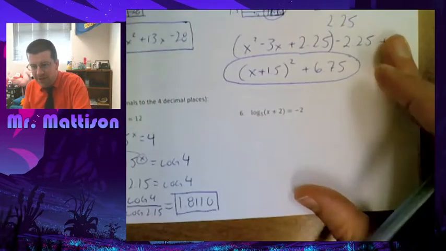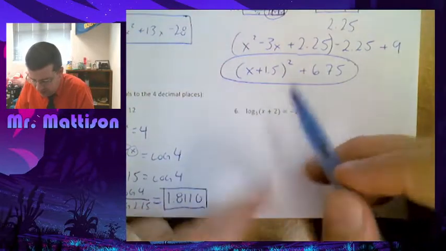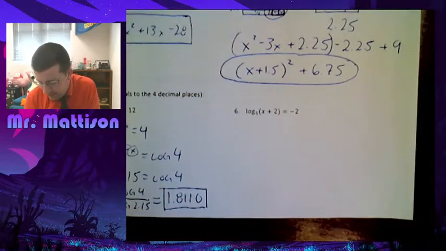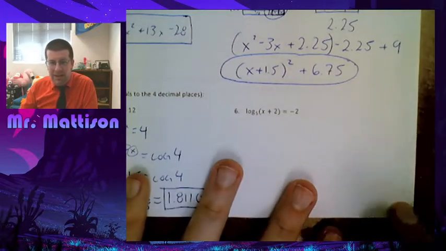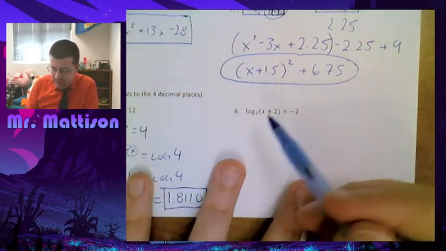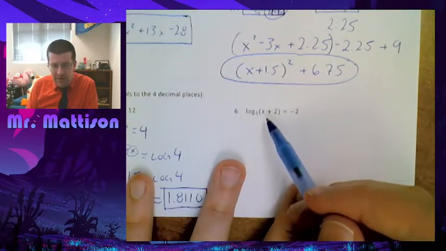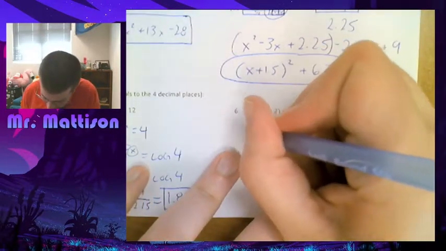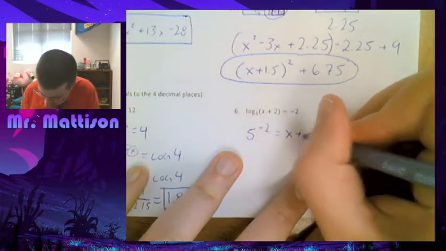We're here in problem 6, another log problem, but here we already have a log. This is log base 5 of x plus 2 is equal to negative 2. So the only way that we know how to deal with this is to convert it out of logarithmic into exponential form. So this really says 5 raised to the negative 2 equals the interior, which is x plus 2. So 5 raised to the negative 2 power equals x plus 2.